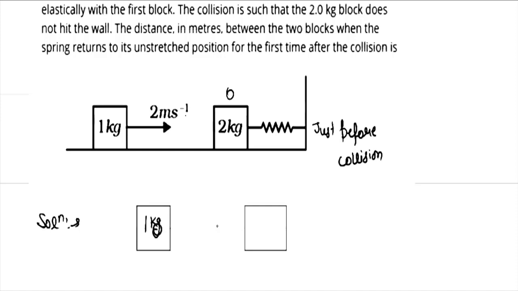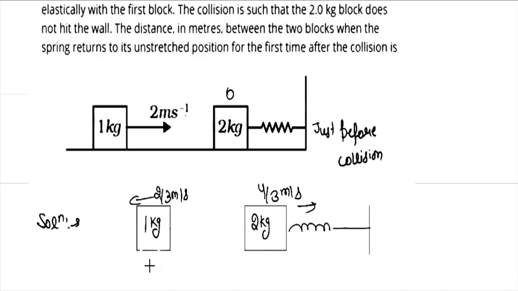This is 1 kg, and 2 kg here, and this is 2 by 3 meter per second, and 4 by 3 meter per second, this one in this direction and this one in this direction, and we have the spring here, just after collision.